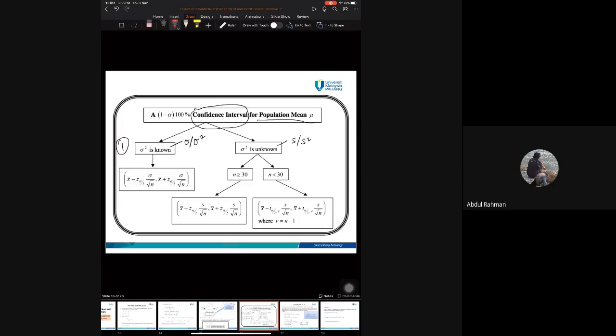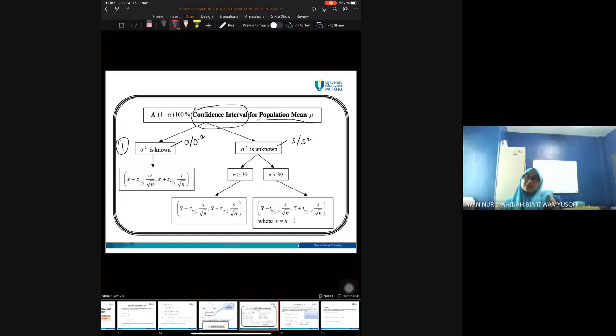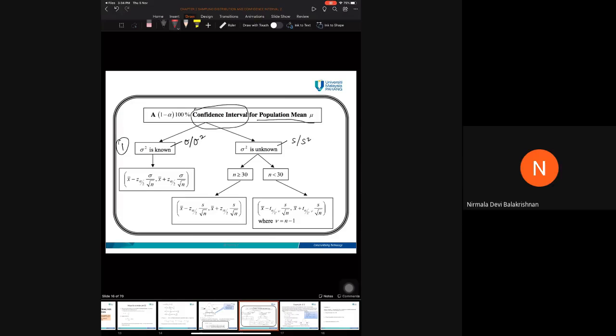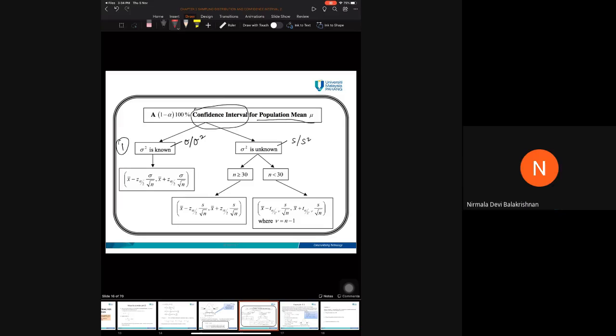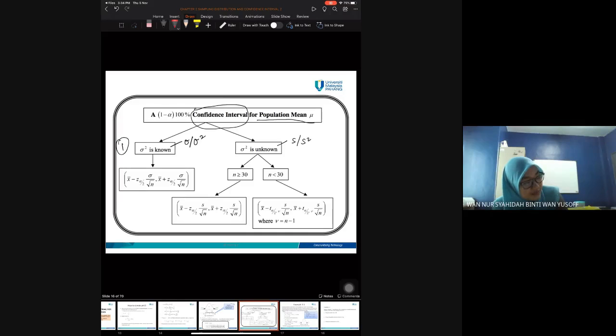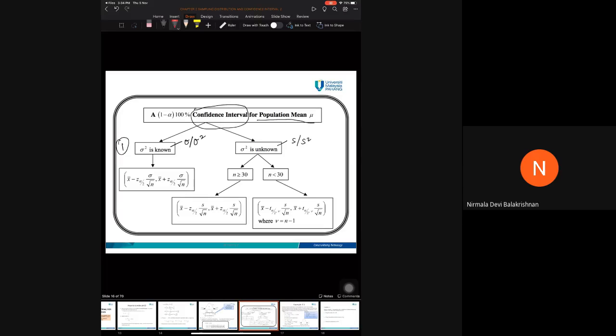Why? It is known. Okay, sigma is provided. So I know that. It is known because we have sigma, but at the same time we have S also. So we have two conditions here, whether sigma is known or unknown. So why do we choose to use sigma, not the S? Because the mean value is given. Because what? The mean value is given.